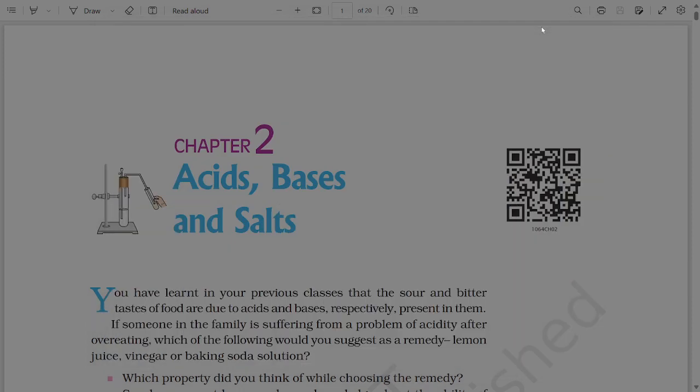So, hello guys. Today we are going to study the chapter Acids, Bases, and Salts. We will study NCERT line by line, and I will tell you the important things that will be helpful for your board examinations as well as other examinations you might give. So, let's start without wasting much time.